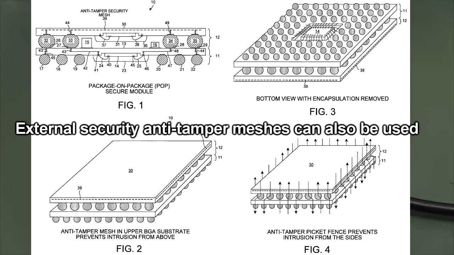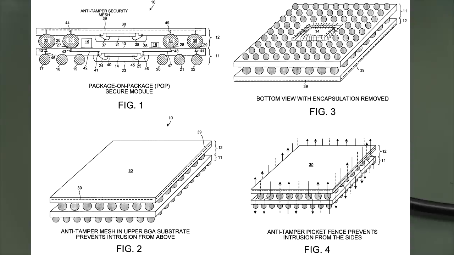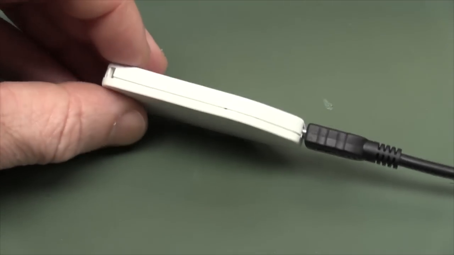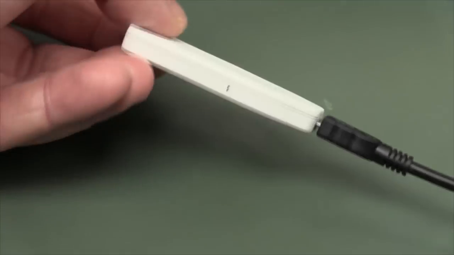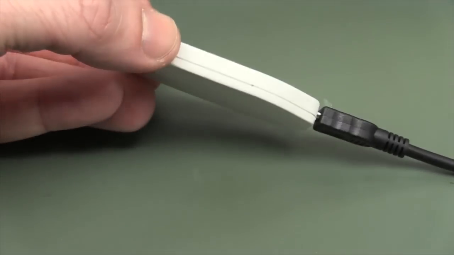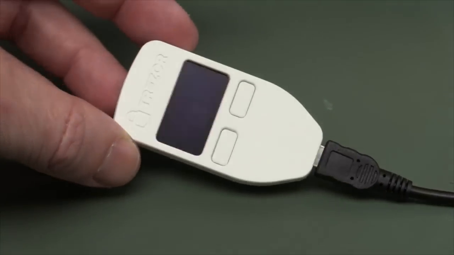So I'm just curious if it uses one of those. Is it potted? Are there any tamper protections if you open the thing? It looks to be ultrasonically heat welded or something like that. So it looks like we're going to have to Dremel this thing open.